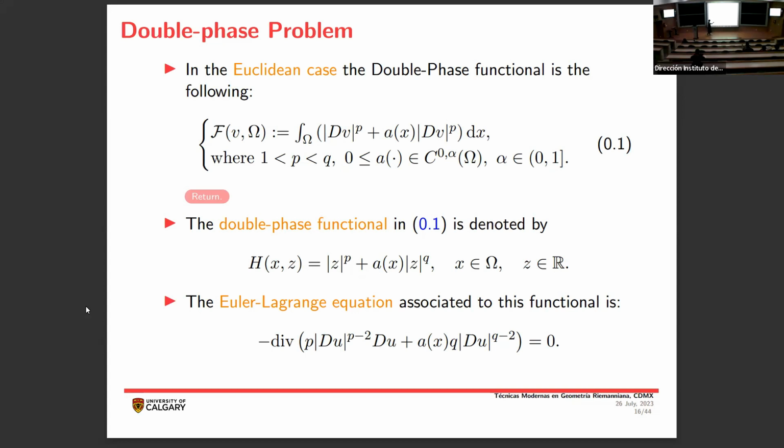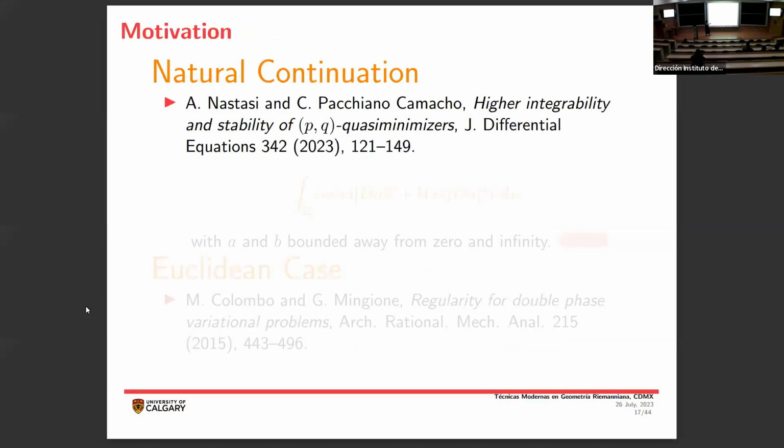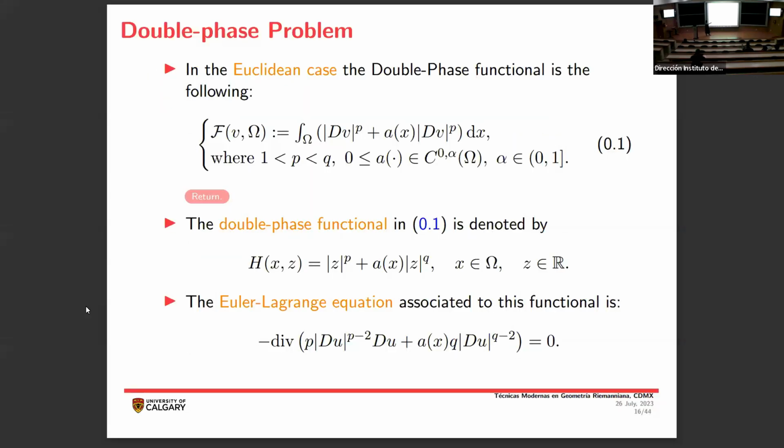The behavior of this functional depends on this coefficient function. Notice that we are assuming that a is non-negative. But precisely when a is 0, this term goes away, so we are left with basically the p-Dirichlet integral, so p growth, okay? And when a is bigger than 0, we cannot get rid of anything, and we have a pq-Dirichlet integral. So basically, the ellipticity or the growth is determined by the zero points of our coefficient function.